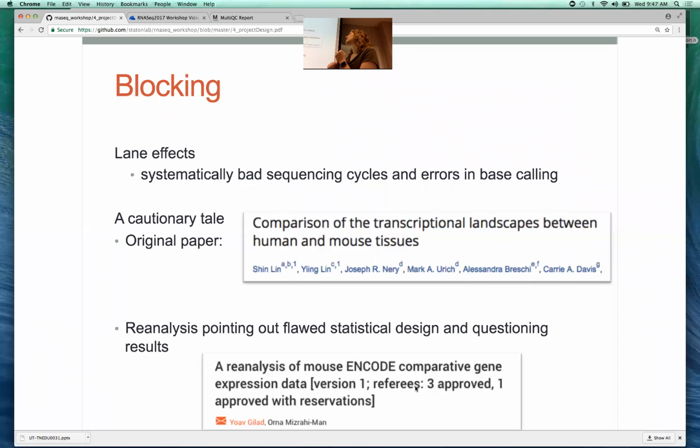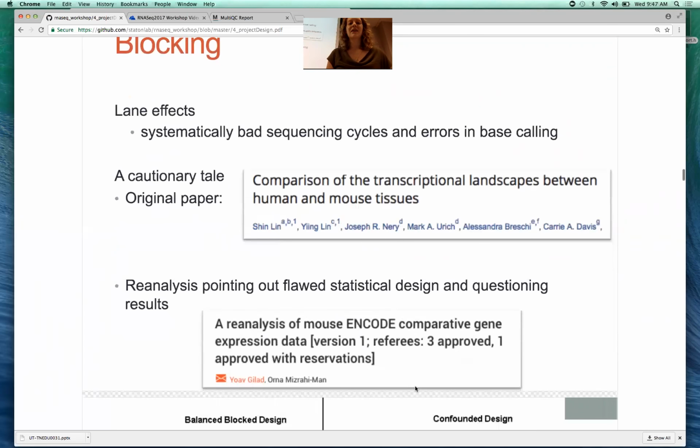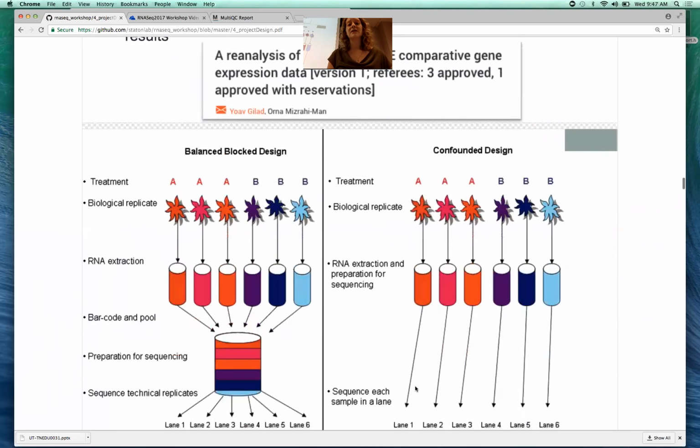And when some statisticians went back and pointed out this flawed statistical design and really questioned the results, they found the exact opposite result of what was published in this paper. And this was a PNAS paper. It was a very high impact journal. And so Twitter blew up. This made huge news. So it's worth thinking about how to actually use randomized block design.